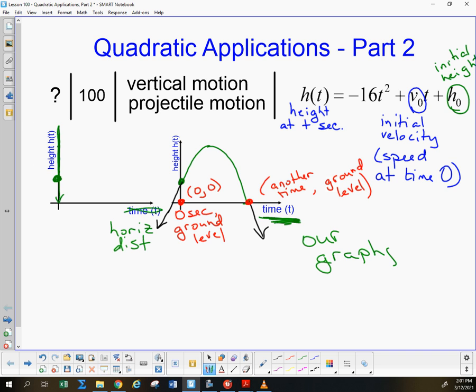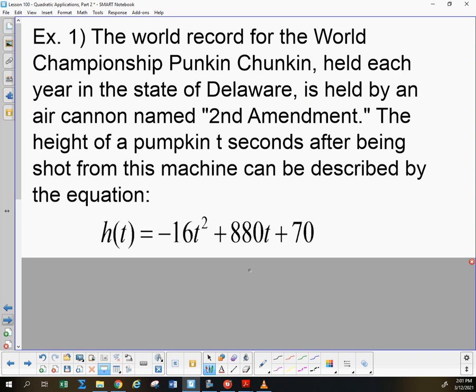So let's move on to our first example. The world record for the World Championship Chunkin contest, yes, there really is such a thing, held each year in the state of Delaware, is held by an air cannon named Second Amendment. So basically they have a whole bunch of different cannons, different people have designed them, and they're competing to see who can shoot it so that it stays in the air the longest. And then there's also another equation that deals with the horizontal distance of how far away it shoots it. And they have contests to see which cannon is the most powerful, does the best job with it.